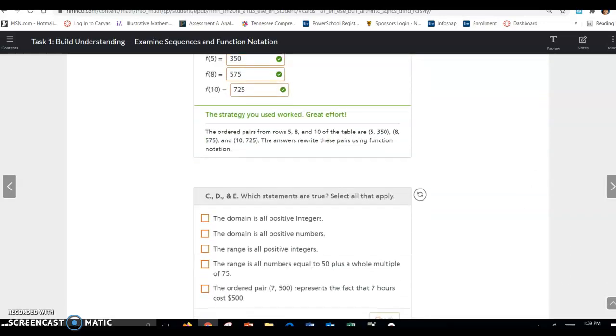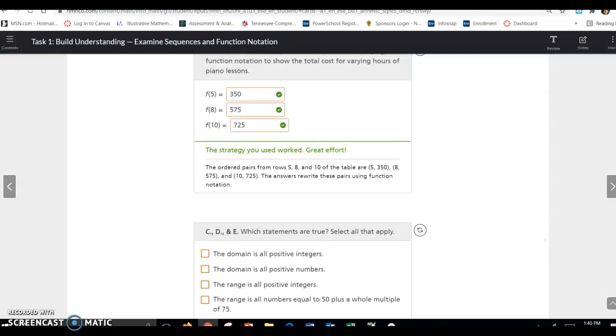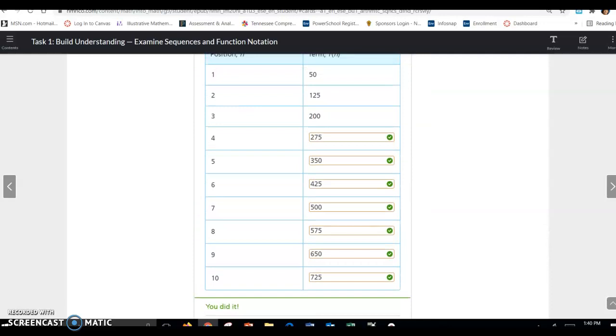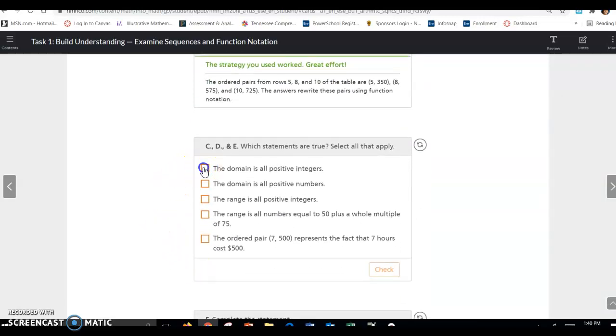All right. C, D, and E, which statements are true? Select all that apply. The domain is all positive integers. The domain is all positive numbers. Well, you can't have all positive numbers because that would include square root of 2 or 1/2 or any positive number. So the domain is all positive integers. If you look, 1 through 10 are positive integers. That represents the number of hours that they take piano lessons.